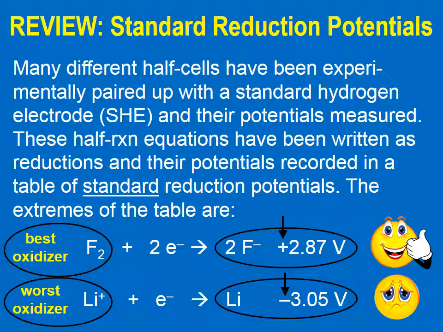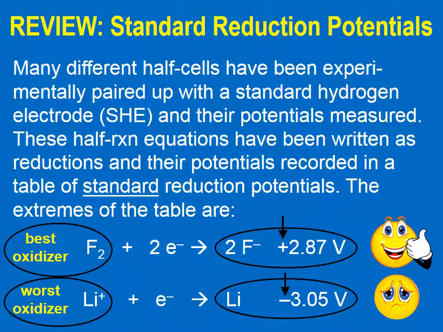Let's review standard reduction potentials. Many different half cells have been experimentally paired up with a standard hydrogen electrode and their potentials measured. These half reaction equations have been written as reductions and their potentials recorded in a table of standard reduction potentials. The extremes of the table are, at the top, fluorine being reduced to fluoride ion, and at the bottom, the lithium ion being reduced to lithium.